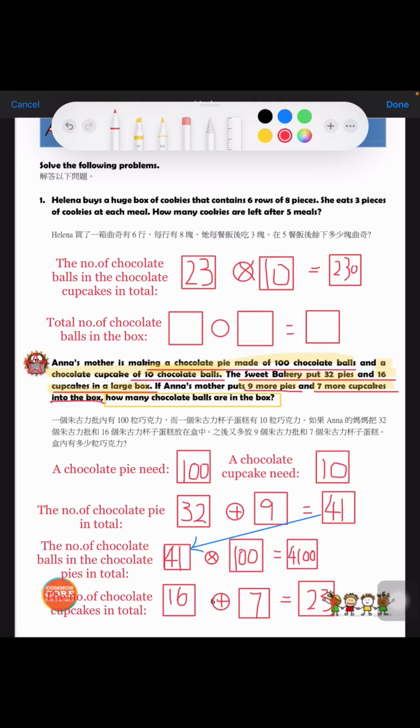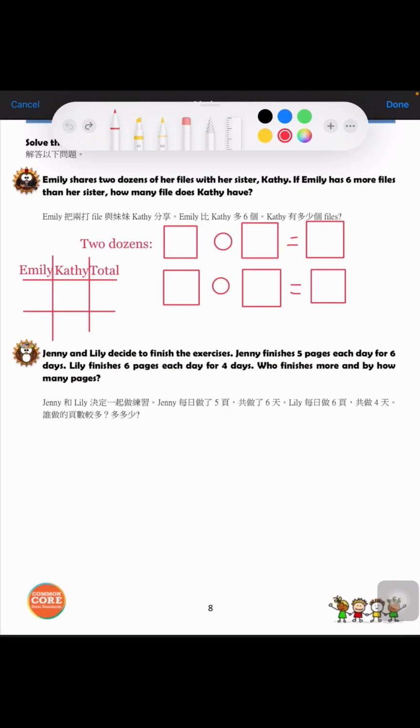So the total number of chocolate balls in the box would be 4,100, the number of chocolate balls in the pies, plus 230, the number of chocolate balls in the cupcakes, which equals to 4,330. Let's move on to the first question on page 8.